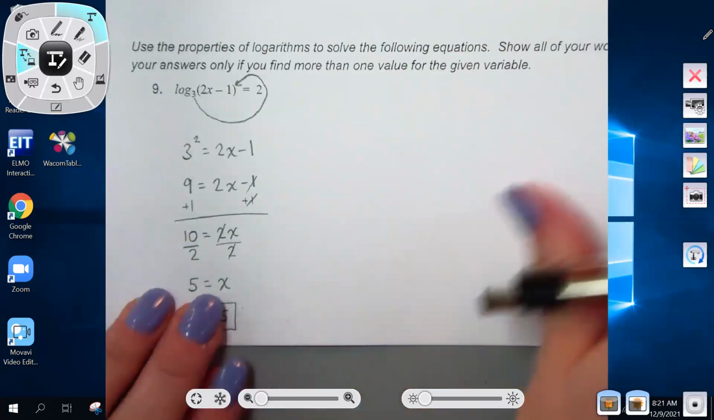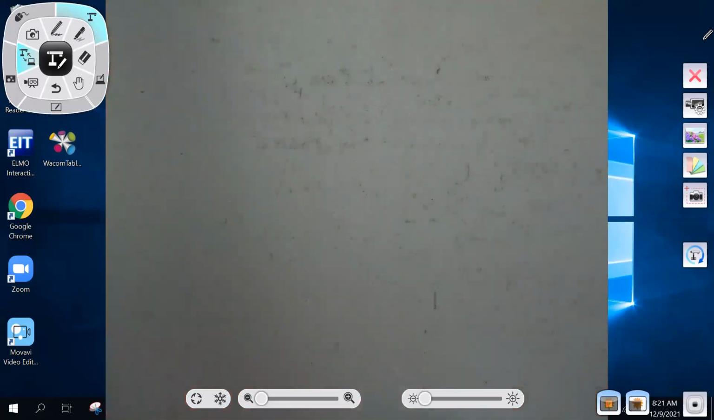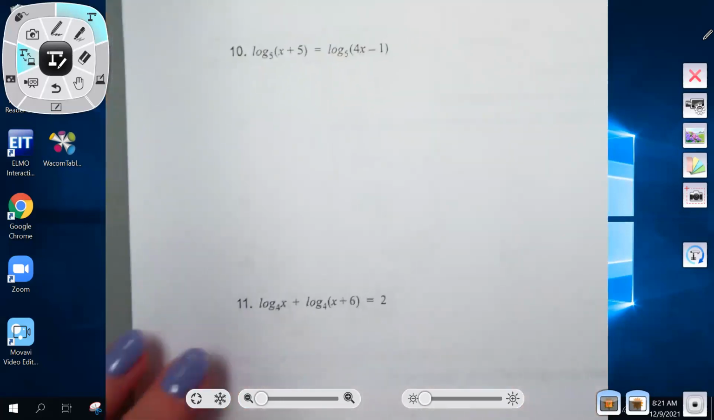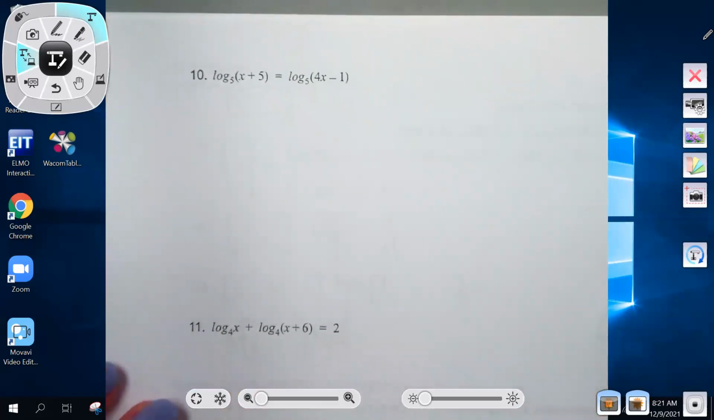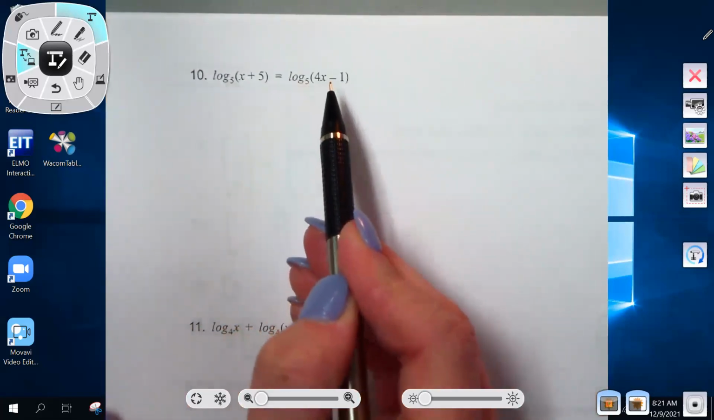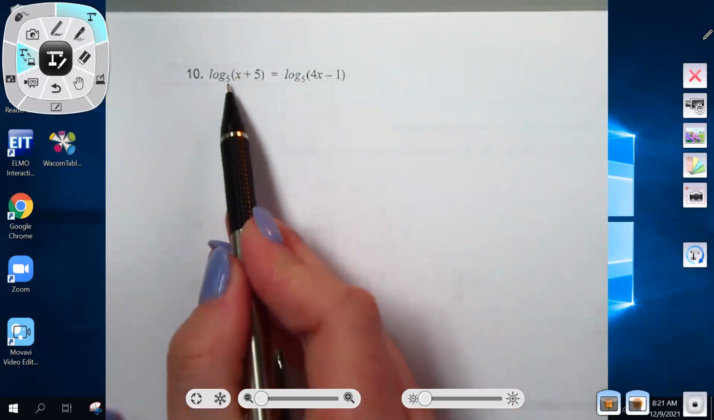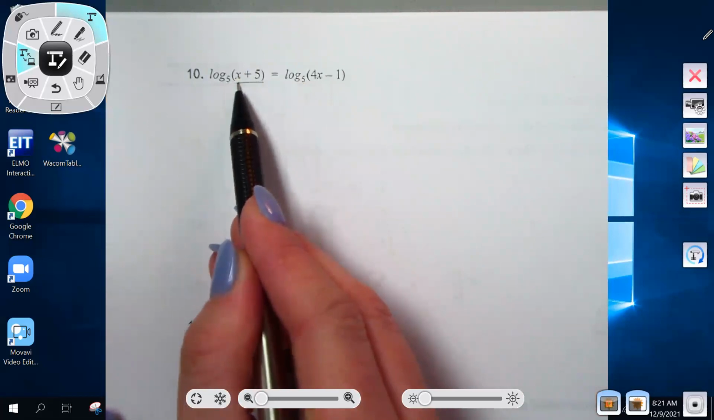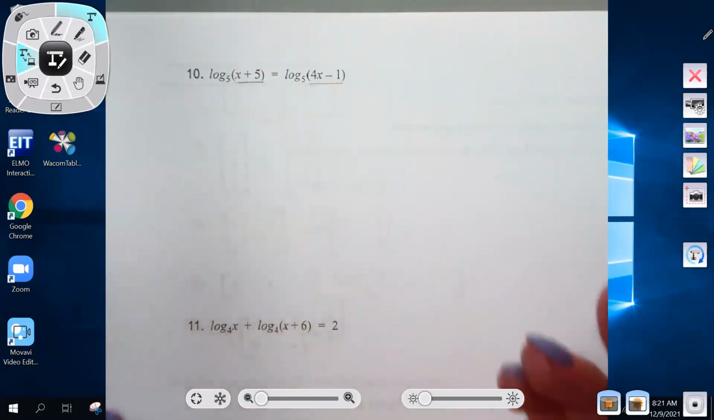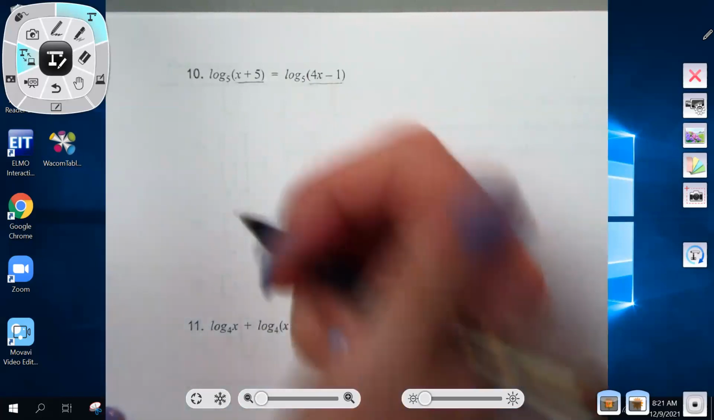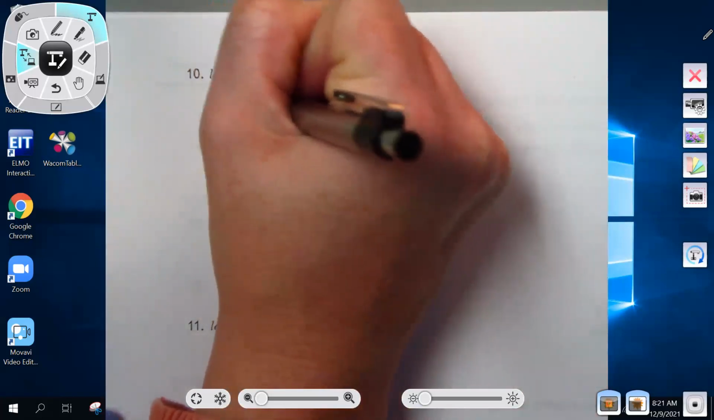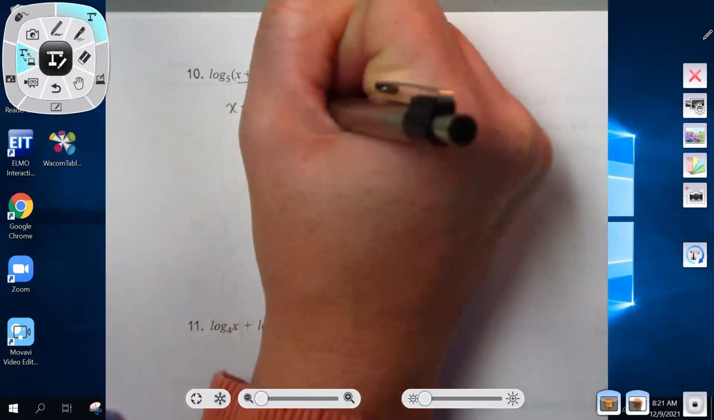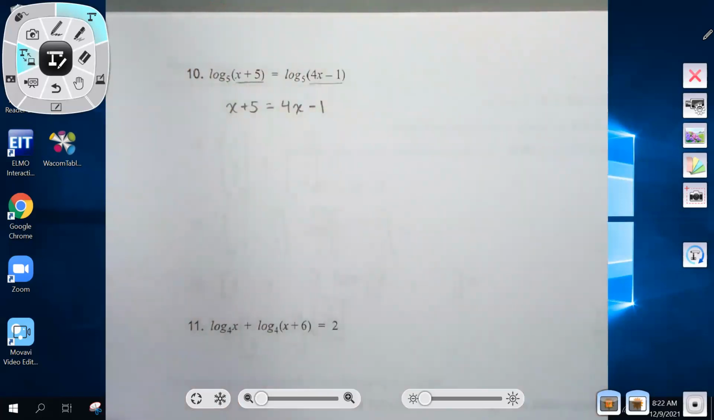Okay, let's move on. Number 10. On number 10, we're starting with a logarithm equal to another logarithm. As long as they have the same base, which they do, they both have a base of 5, that means we can set x plus 5 equal to 4x minus 1. In order for these logarithms to be equal, those two things have to be equal. So that's how we're going to solve for x here. Set x plus 5 equal to 4x minus 1.